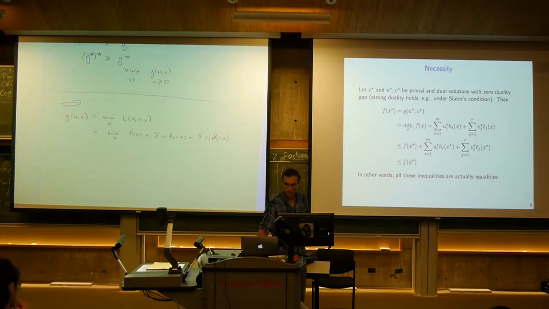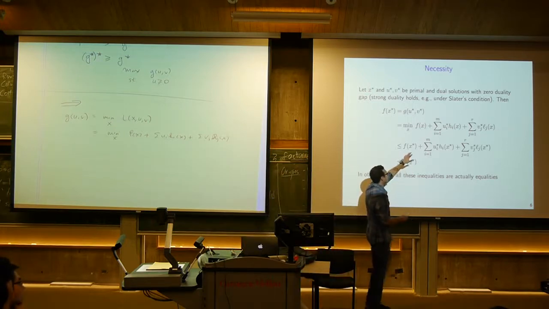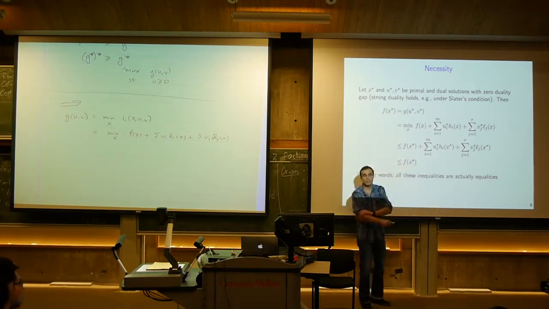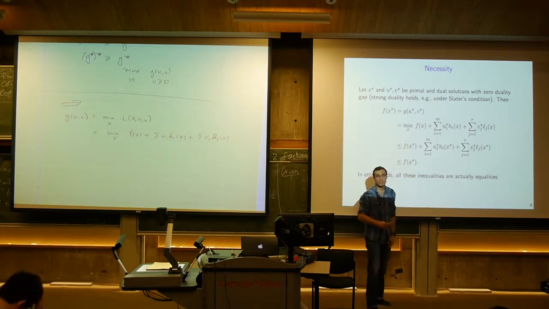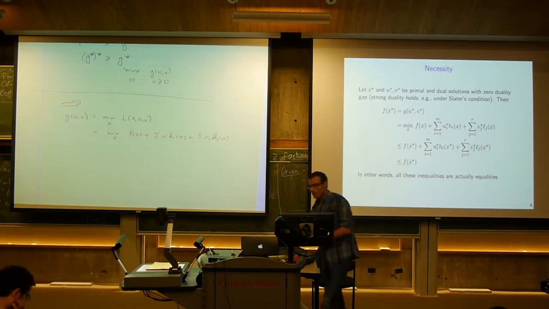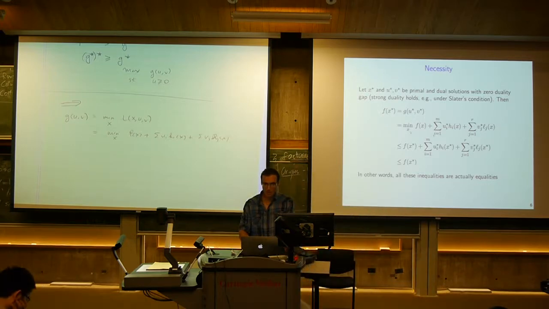Okay, how about this next line? So this next line says that, of course, the minimum over all x of the Lagrangian at u star, v star must be less than or equal to what happens at x star, right? Because just by virtue of the fact that I'm minimizing, I can't make the Lagrangian any smaller than what it is here. So in particular, it's less than or equal to its value at x star.